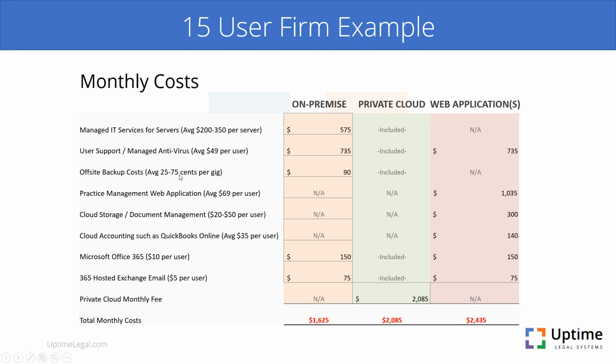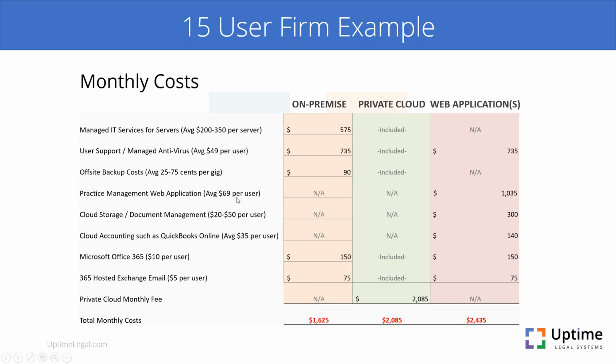Offsite backups average around 25 to 75 cents a gig. That's a $90 factor about on-premise, included with private cloud, not applicable to web apps. All told, if you're a 15-user firm, my guess, your IT firm might articulate this differently, but you're probably paying between $1,000 to $1,500 a month in what's called managed services fees.